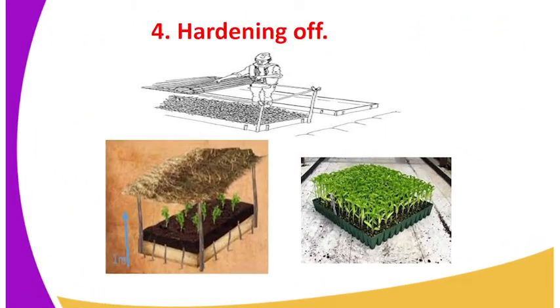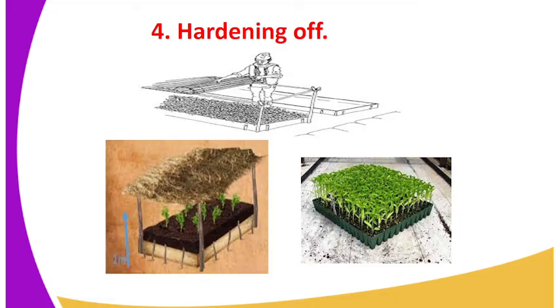Then the fourth one is referred to as hardening off, and during hardening off you reduce the shade. You can see that in the nursery bed here, this one which I'm illustrating here, there is a shade above, and therefore when it comes to the time of transplanting, 1 week before transplanting, you are supposed to remove that shade so that the seedlings can become well adapted to the prevailing ecological weather conditions.